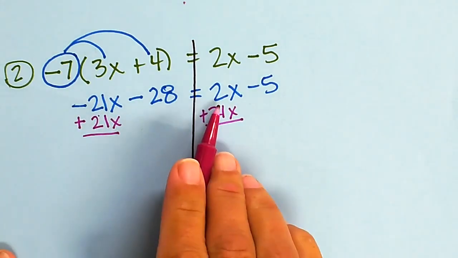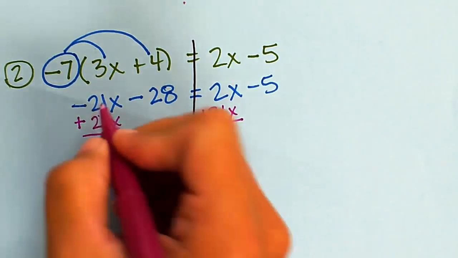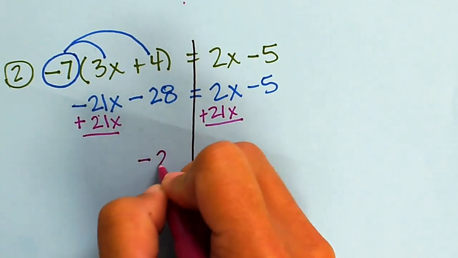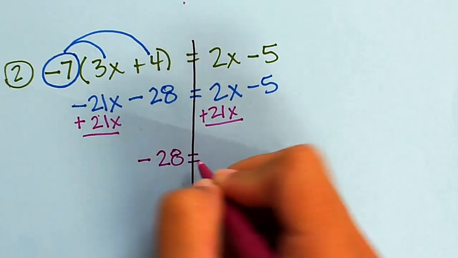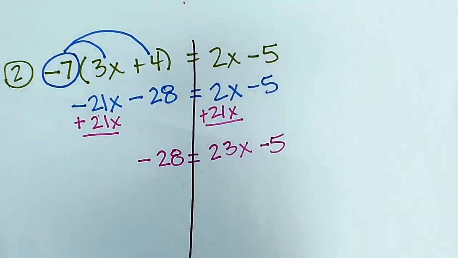Since negative 21 is smaller than 2, I'm going to add 21x to both sides. That zeroes out, leaving me with negative 28 is equal to 23x minus 5. All right, I'm all simplified. I have all my variables together. Now I'm really ready to start solving.